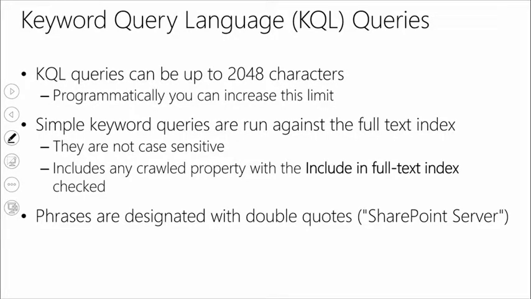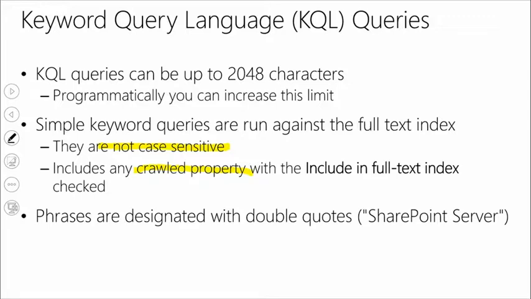You can increase that. You'll notice that your simple queries are executed against that full text index, and in particular, they are not case sensitive. Now, when you do a query, it's going to look everywhere. It's going to be any crawled property, so basically any bit of metadata that it might find. So going back to the example that we set up before where we had our little offices and our different locations, everything inside of there would be searchable.